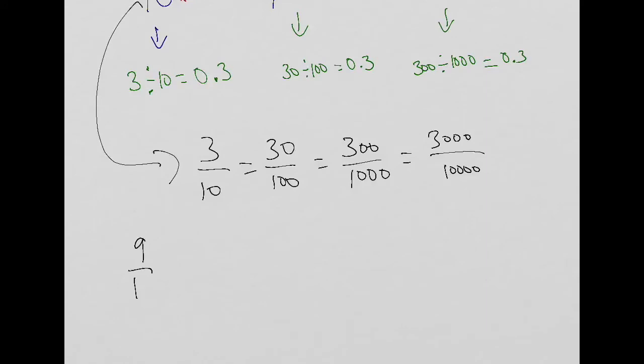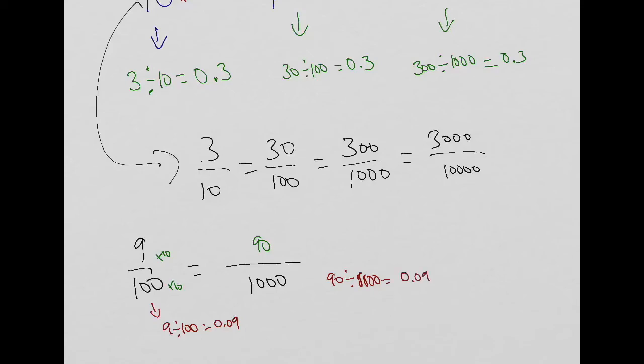We'll do 9 over 100. And I want to get this to be out of 1,000. So in order to get there, 100 times 10 will give us 1,000. So 9 times 10 is 90. So there is the equivalent fraction. Now if you were to take your calculator, 9 divided by 100, 0.09, and 90 divided by 1,000, 0.09. It's the same thing.